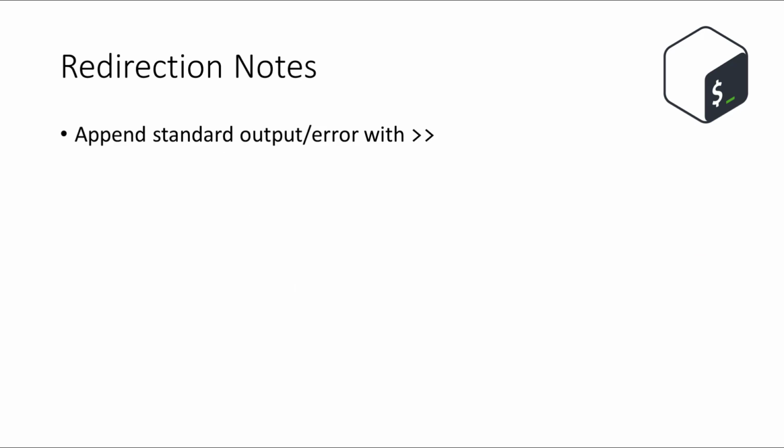Finally, before we get to the demo, I just want to point out a few things. First, we can set up standard output or error redirection to append to a file using two greater than symbols together. This means the existing contents of the file will not be overwritten. Rather, the standard output or error will be added at the bottom of the file. This can come in handy if you want to accumulate the output of multiple commands in one file.